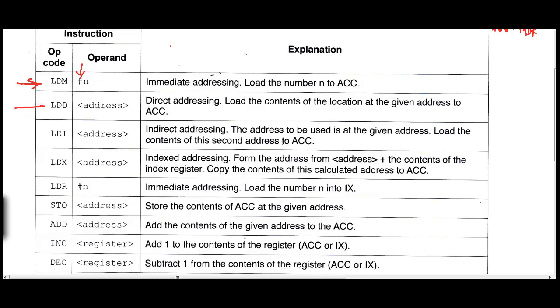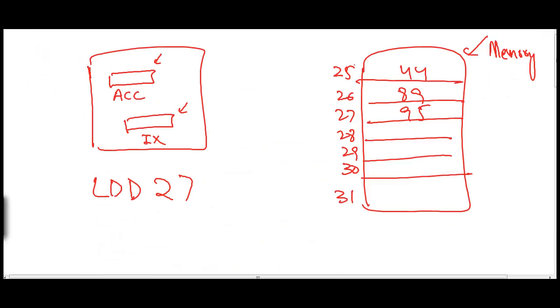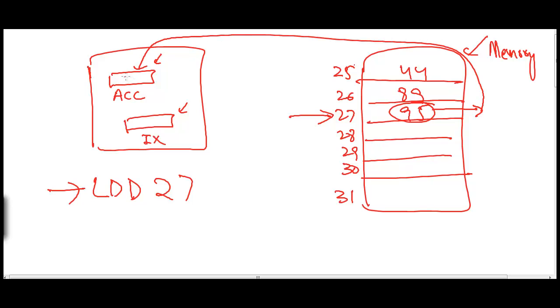Okay, let's take a look at this one. This is used for direct addressing, and in direct addressing, if we are given an instruction like this, LDD 27, that means go to location number 27, take this value 95 and load it into the accumulator. So our accumulator will now have this value 95.